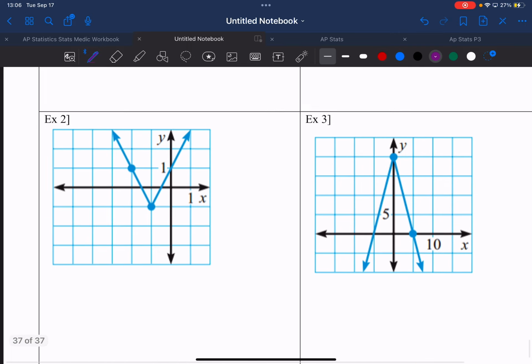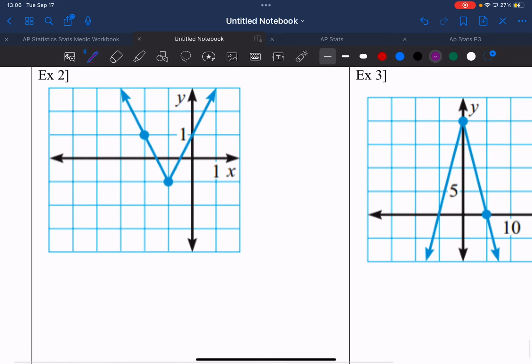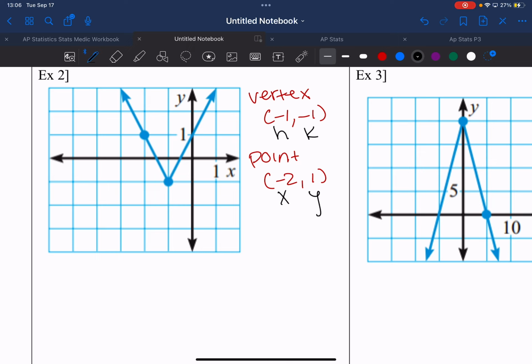Okay, let's look at number 2. Number 2, first step, find the vertex. So our vertex here is (-1, -1). And then again, I'm going to use the point that they give us. So they give us (-2, 1). Remember, this is h and k, and this is x and y.